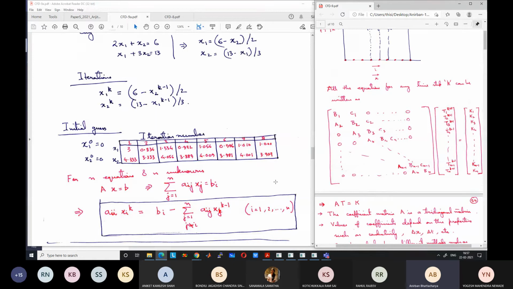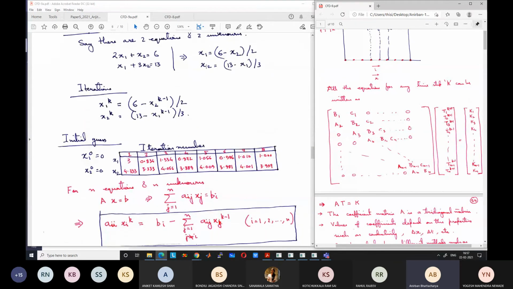Okay. So this now I can write in this form. So for the ith variable, I can write when j is equal to i, this will become aii xi. Okay, so I take that value, aii xi, and I keep it on the left hand side.